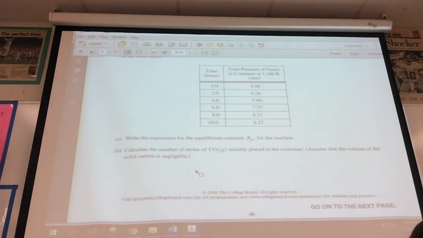Looking at that table, what information is helpful? At equilibrium, the total pressure is 8.37. So what can we do? Subtract the partial pressure of carbon dioxide. So that's the partial pressure of the carbon monoxide, correct?